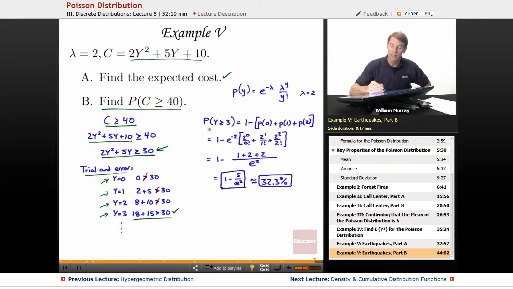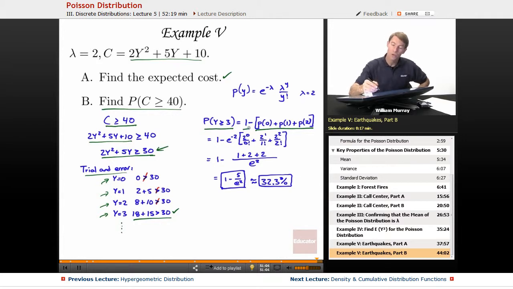So I was trying to calculate the probability that y is bigger than or equal to 3. And that's not an easy thing to do directly with the Poisson distribution. Instead, what you want to do is calculate the probability that y is less than 3, which means the probability of getting 0, 1, or 2. And then you subtract it from 1.